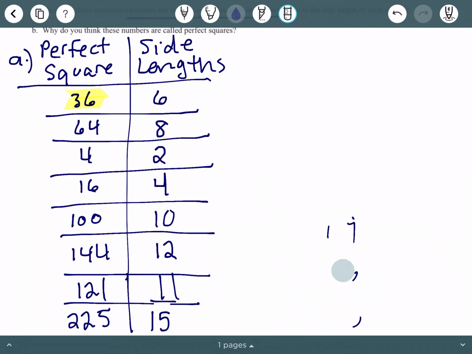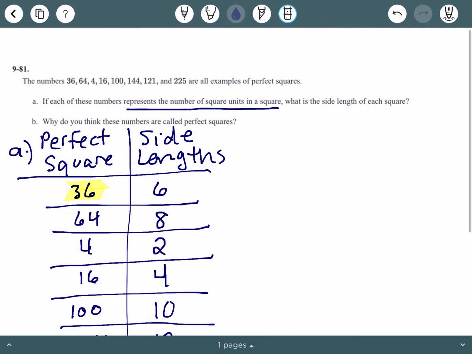All right, and that is all we have to do for part A. Now for part B, why do you think these numbers are called perfect squares? Well, think about it. When we have these side lengths, we are multiplying the side length to find the area of the perfect square. We would do 6 times 6, or another way of saying that is 6 squared.